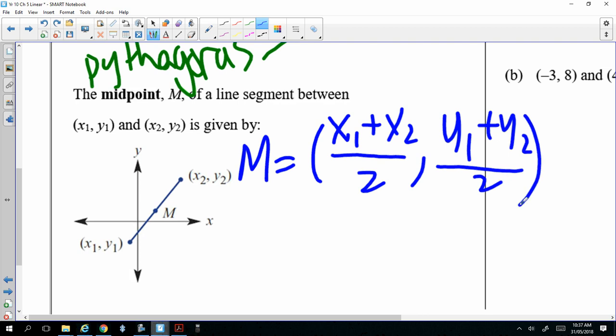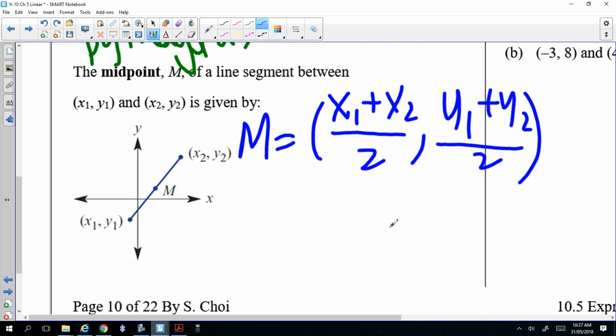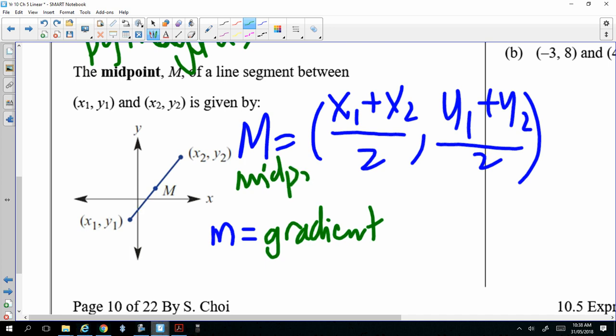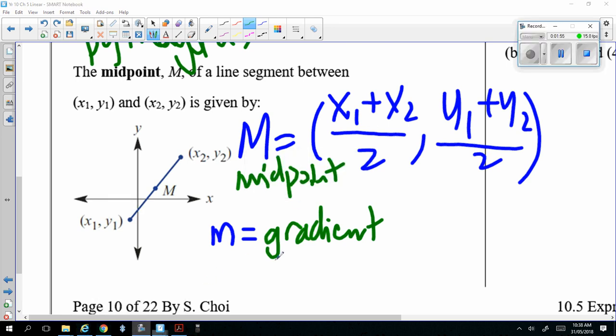Okay, notice capital M for midpoint, small m for gradient. This is gradient, whereas the capital M is midpoint. So note the difference between them. The capital M is the midpoint, small m is the gradient.